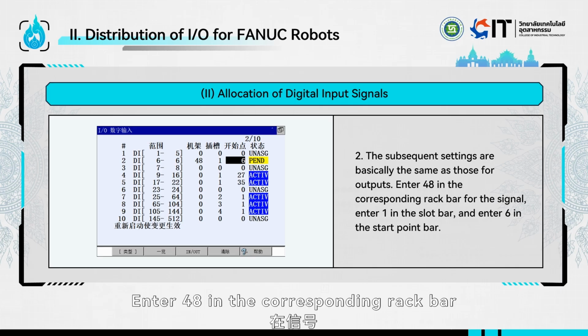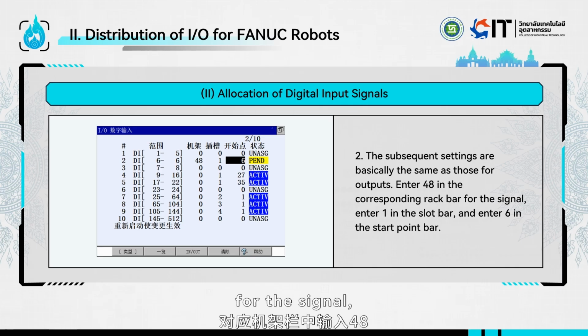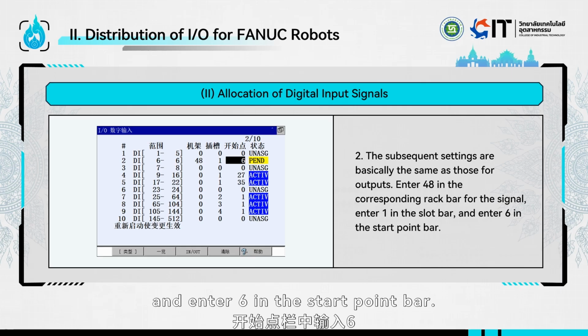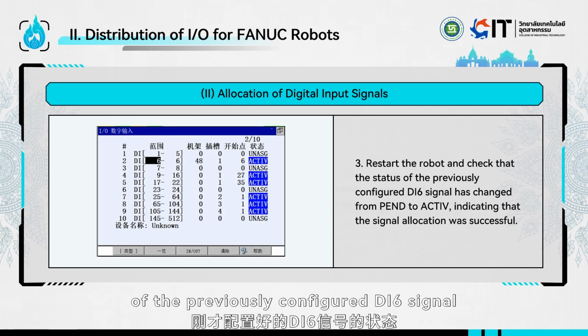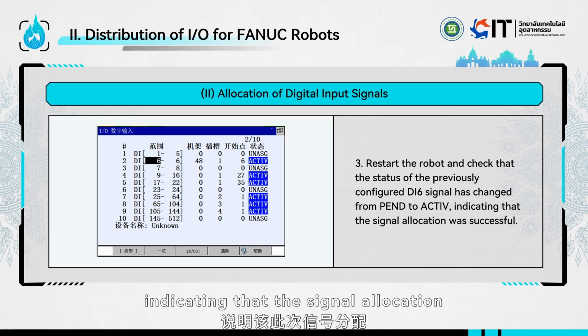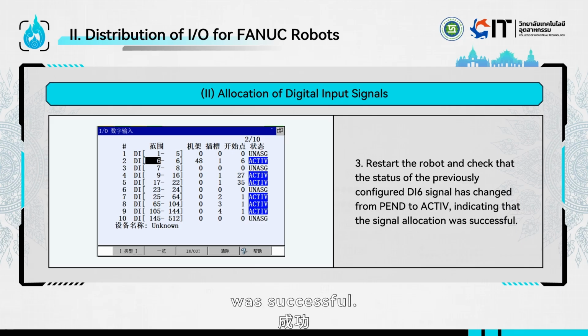Enter 48 in the corresponding rack bar for the signal, enter 1 in the slot bar, and enter 6 in the start point bar. 3. Restart the robot and check that the status of the previously configured DI6 signal has changed from pending to active, indicating that the signal allocation was successful.